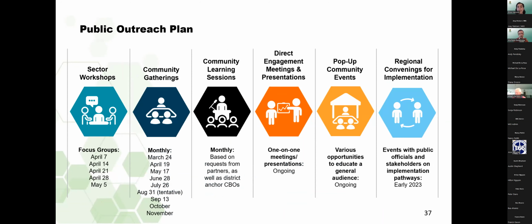Throughout the comment period and the implementation phase and beyond, we will continue to hold public outreach events. This public outreach plan consists of completed, ongoing, and planned events, meetings, and discussions. The sector meetings were completed earlier this month, and the recordings are available on the project website. Community gatherings like this one are continuing monthly, and there are opportunities to discuss the integrated RDF with a broader audience.